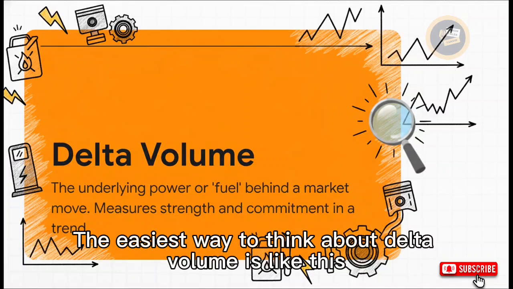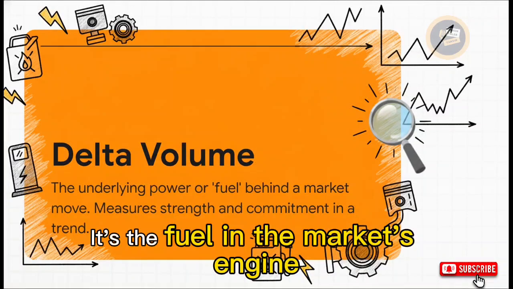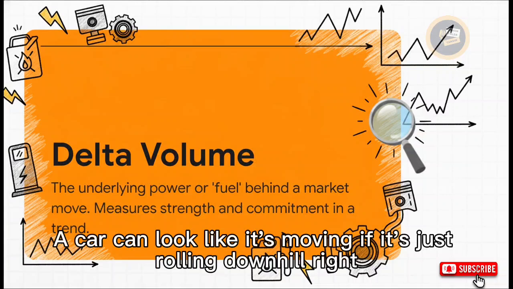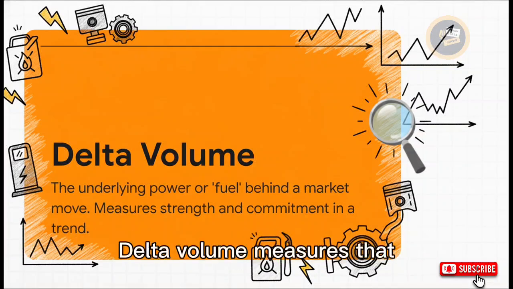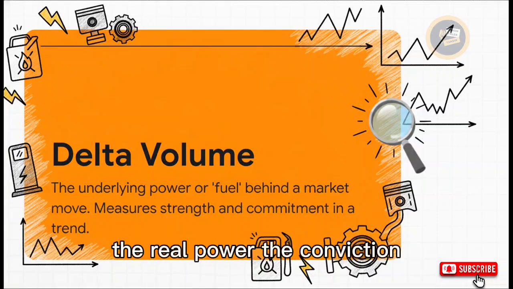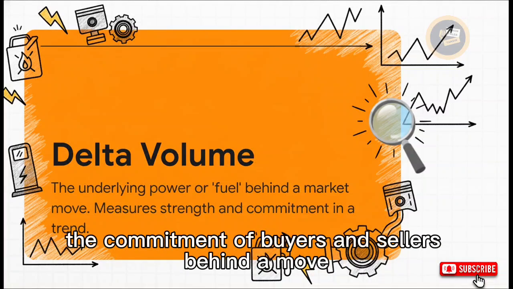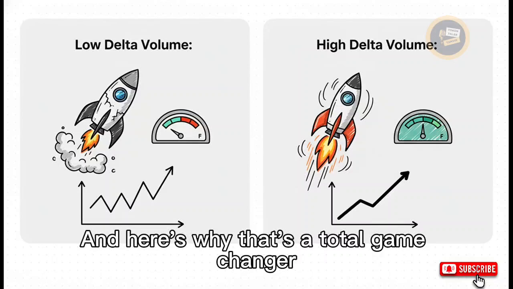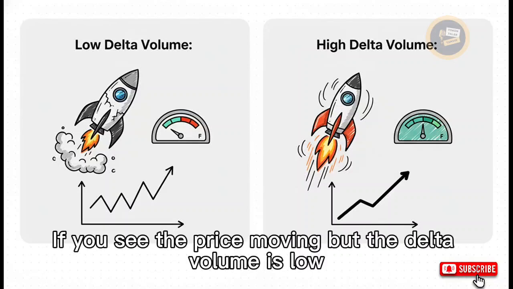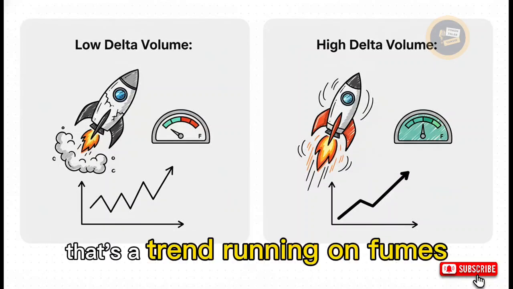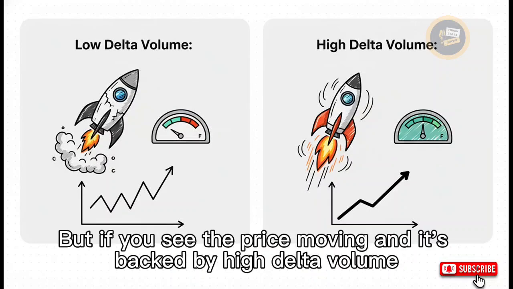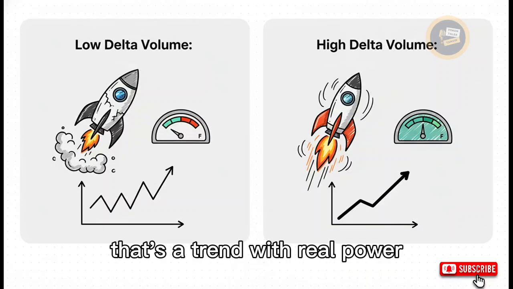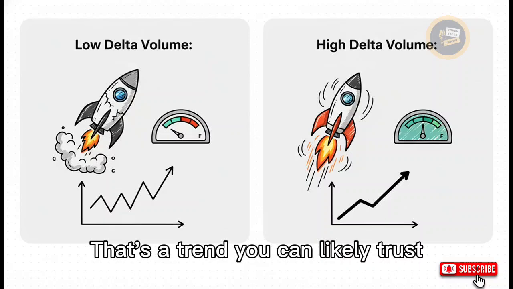The easiest way to think about delta volume is like this. It's the fuel in the market's engine. A car can look like it's moving if it's just rolling downhill, right? But is there actually any power in the engine? Delta volume measures that: the real power, the conviction, the commitment of buyers and sellers behind a move. And here's why that's a total game changer. If you see the price moving but the delta volume is low, that's a trend running on fumes. It's almost certainly a trap. But if you see the price moving and it's backed by high delta volume, aha, now we're talking. That's a trend with real power. That's a trend you can likely trust.